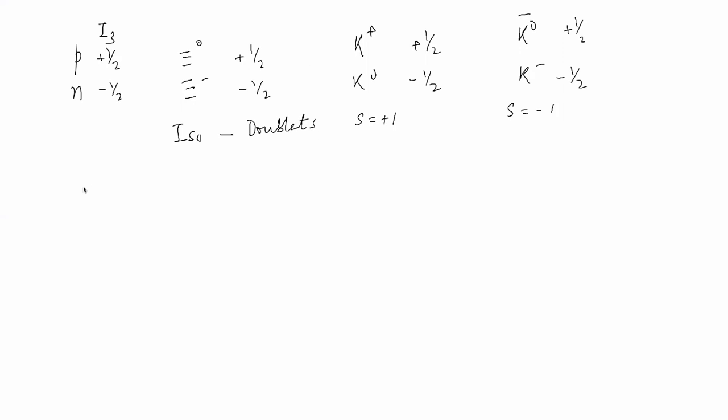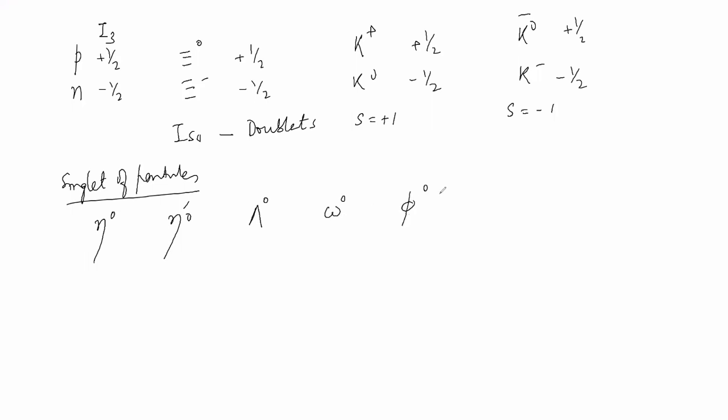Then you have singlets of particles. That means particles which exist of a type which is all alone, single. There is no partner, like eta 0, eta 0 prime, lambda 0, omega 0, phi 0. These are known as isosinglets. That means their isotopic spin quantum number is 0.